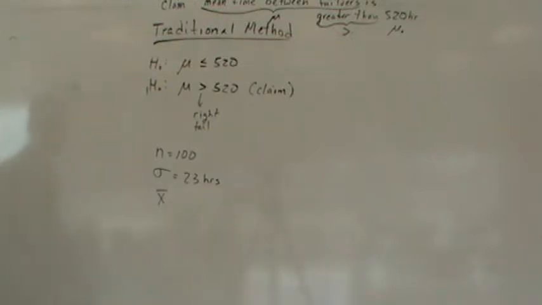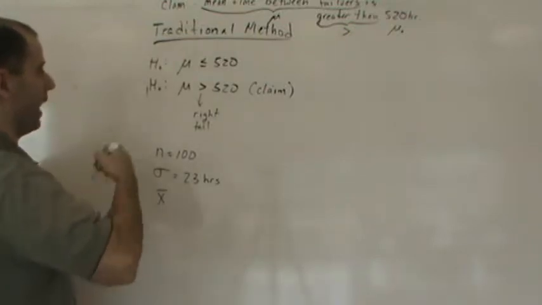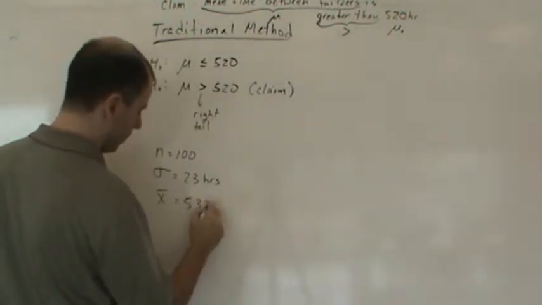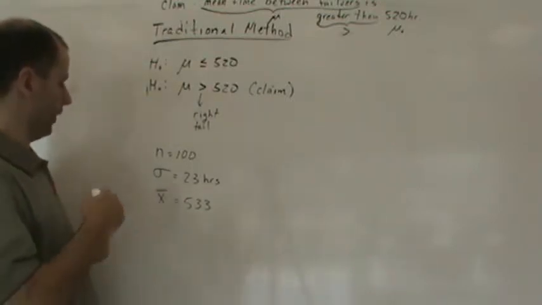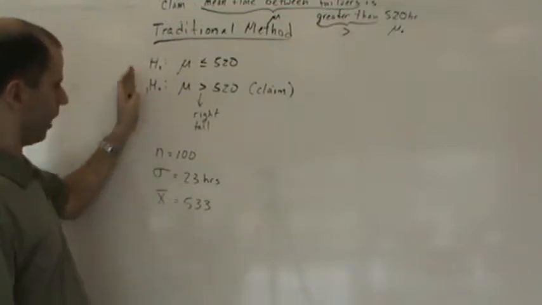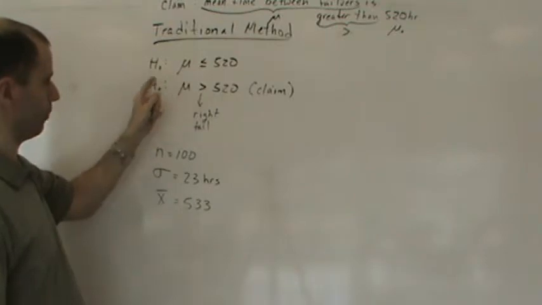Let's say the average x bar for these 100 parts is 533. So let's say that's the information that we have. So we'll go with this. So now let's say this is our sample data. These are our hypotheses that we're going to look at. This is the claim.